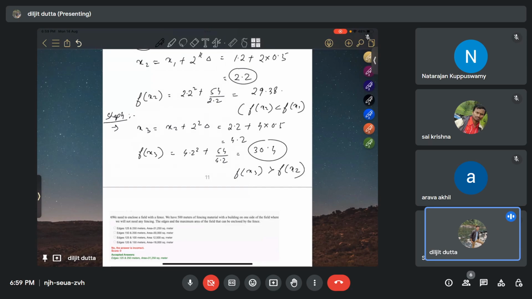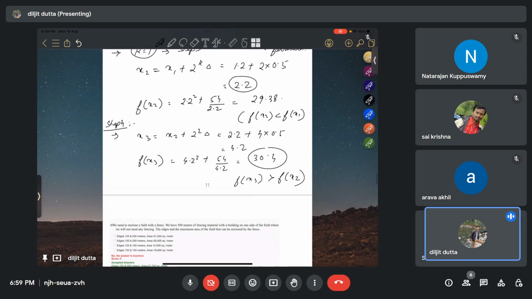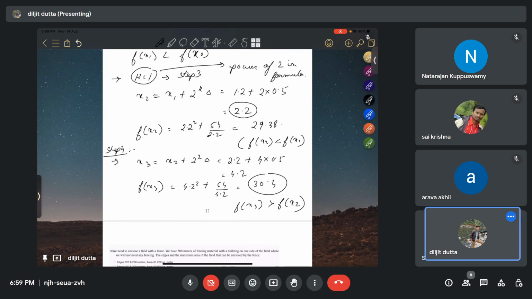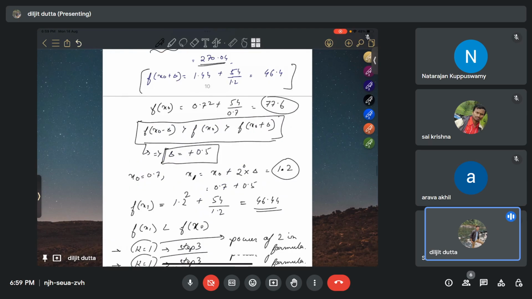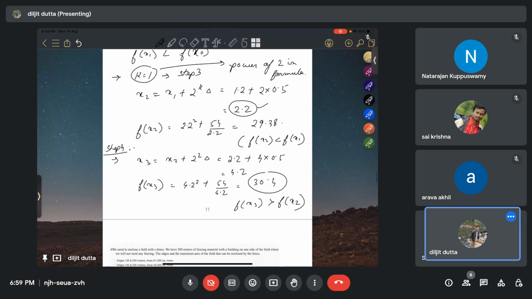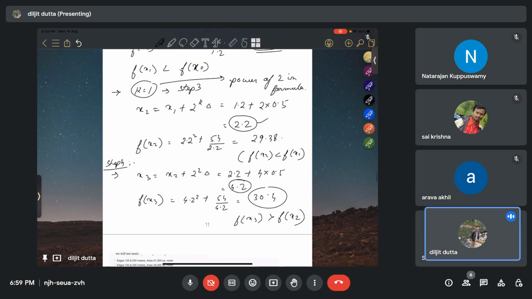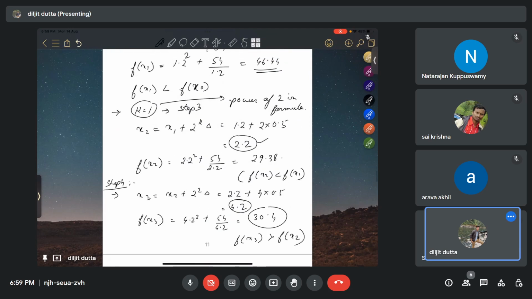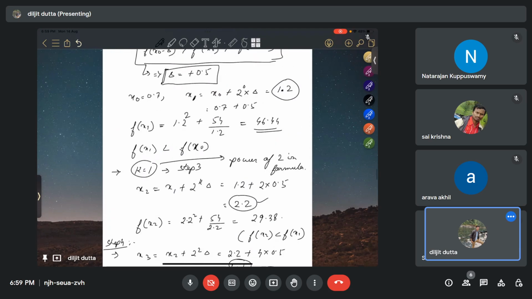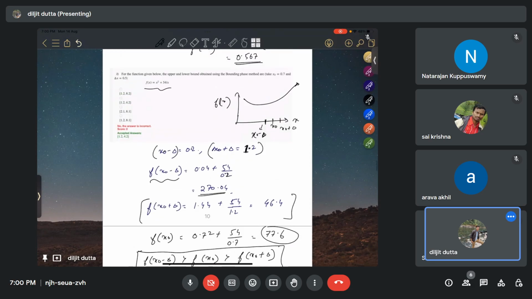So we stop the iteration, as the optimum value lies in between x3 and x2. So the solution here will be what? One value will be 4.2, and the left value of the interval will be 1.2. So 1.2 and 4.2 are the interval.